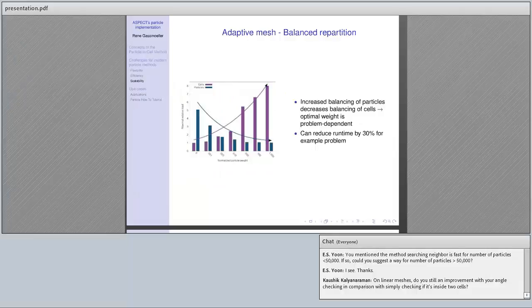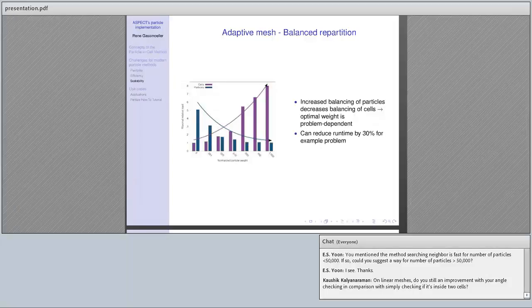There's another way to visualize this. You can, for example, plot the ratio between the process with the largest number of particles to the average number of particles per process, and the ratio between the process with the largest number of cells to the average number of cells. And you will see that as you increase the weight, you have something like a decrease in imbalance of particles, but an increase in imbalance of cells. And the usual best spot, where you also reduce the runtime the most, is somewhere in between.